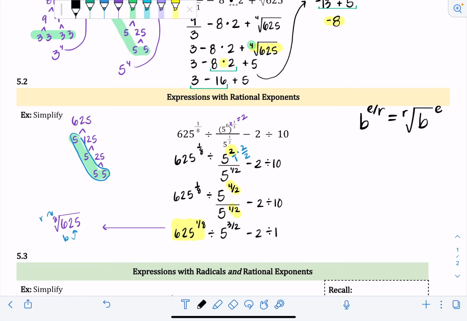So 4 5s means 5 to the 4th power. So I'm just going to replace my 625 with 5 to the 4th power because these are equivalent. We just broke it down to its primes. So I'm going to replace 625 with 5 to the 4th. And then that's the 1/8. And I'm just going to copy the rest of the problem down. So divided by 5 to the 3/2, minus 2, divided by, it looks like I forgot the 0 on the 10 up here, or accidentally erased it at some point, 10.